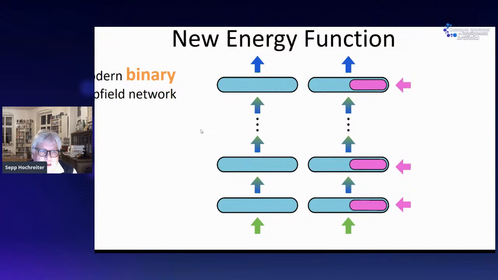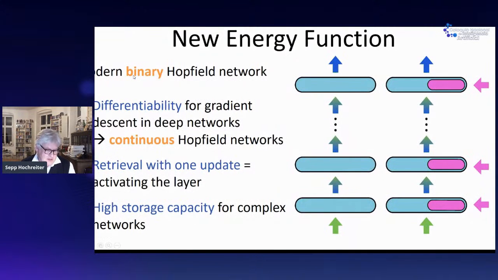But we know these modern Hopfield networks are binary. But still, we want to do gradient descent through the network. And here we have a problem with this binary Hopfield network. We cannot guarantee differentiability.